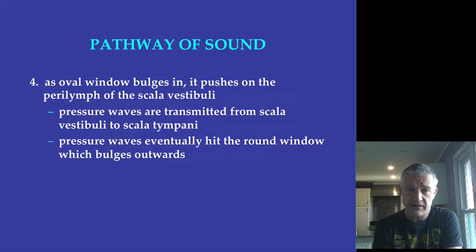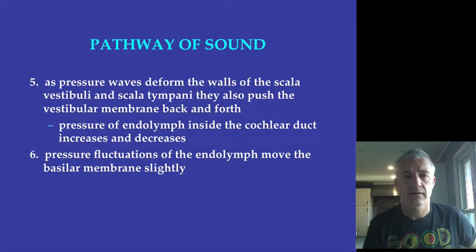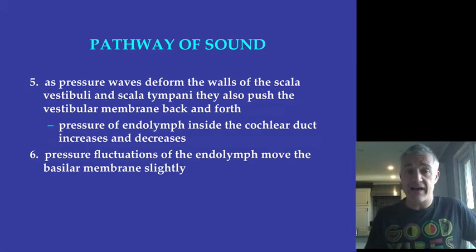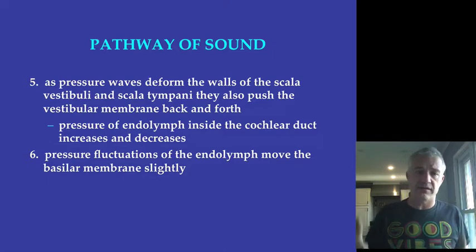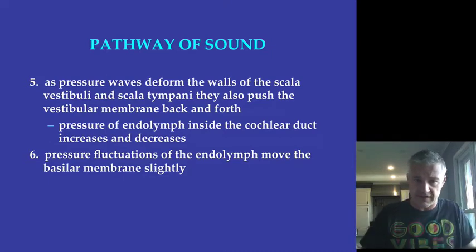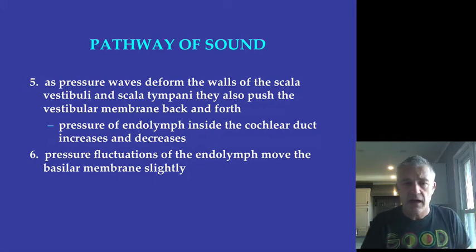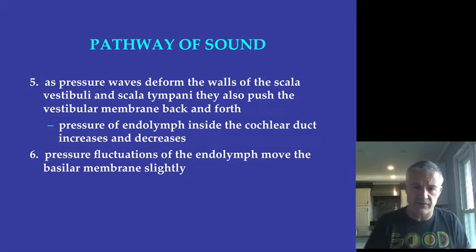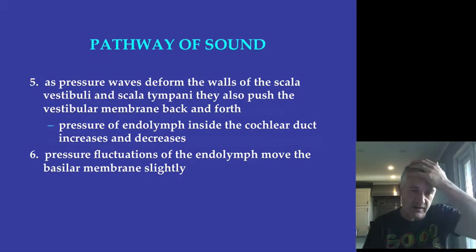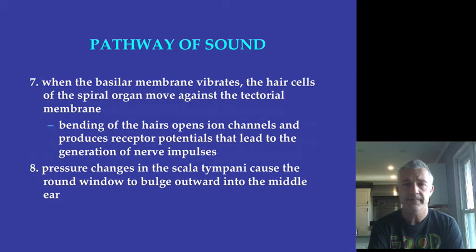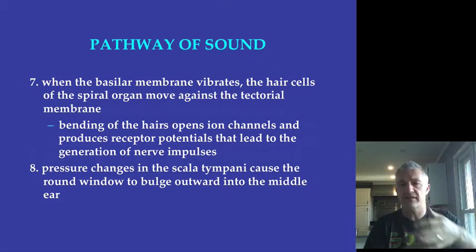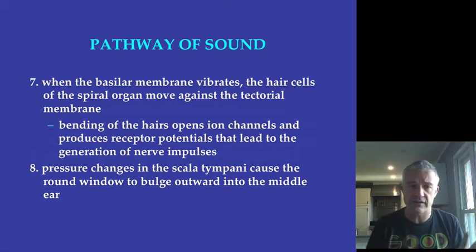So it pushes in on that perilymph. That's going to be transmitted down the scala vestibuli back to the scala tympani, which is going to cause the round window to move in and out on the other end. Depending on what the frequency is, it's going to deform the walls of the scala vestibuli and scala tympani and press in on the endolymph in the cochlear duct. When it presses that endolymph, it's going to cause that basilar membrane to move against the tectorial membrane. And when that tectorial membrane bends those hair cells, that's going to lead to a change in membrane potential within them, which can generate a nerve impulse going back to the brain.